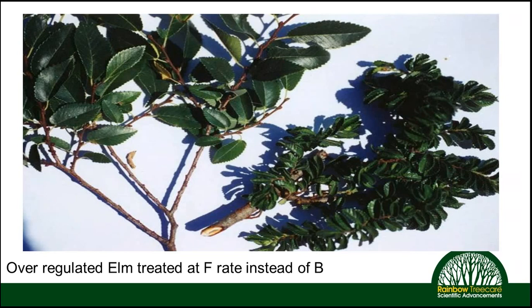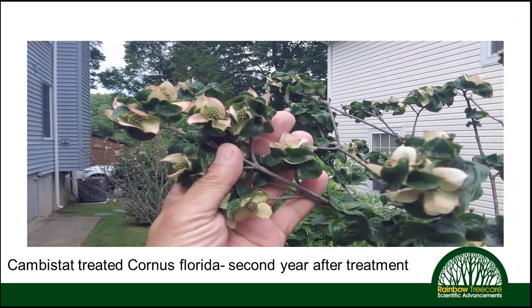I mentioned earlier that leaves can be much smaller. Well, you can see how small these leaves are. This was a flowering dogwood that was treated several years ago. This is year 2 of Cambistat, and you can see what it's done. The leaves are nice and dark. The leaves are nice and small, maybe way too small. One of the drawbacks is that the plant becomes woodier looking.